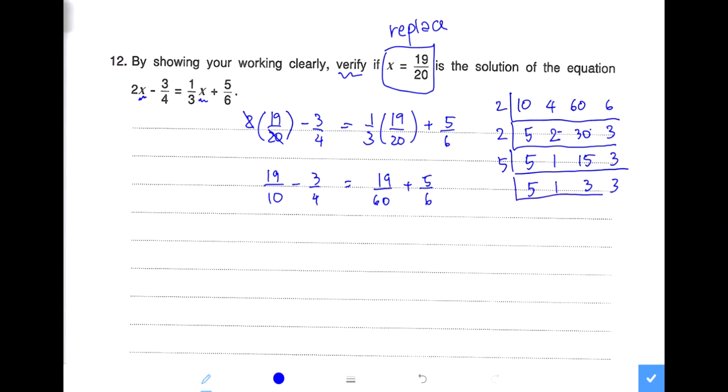I have this 3 and this 3, so I divide by 3 again. Now it's 5, 1, 1, 1. So my LCM is this, right? 2 times 2 is 4. 4 times 5 is 20. 20 times 3 is 60. 60 times 5 is 300. Oh my god, LCM is 300. It's so big.